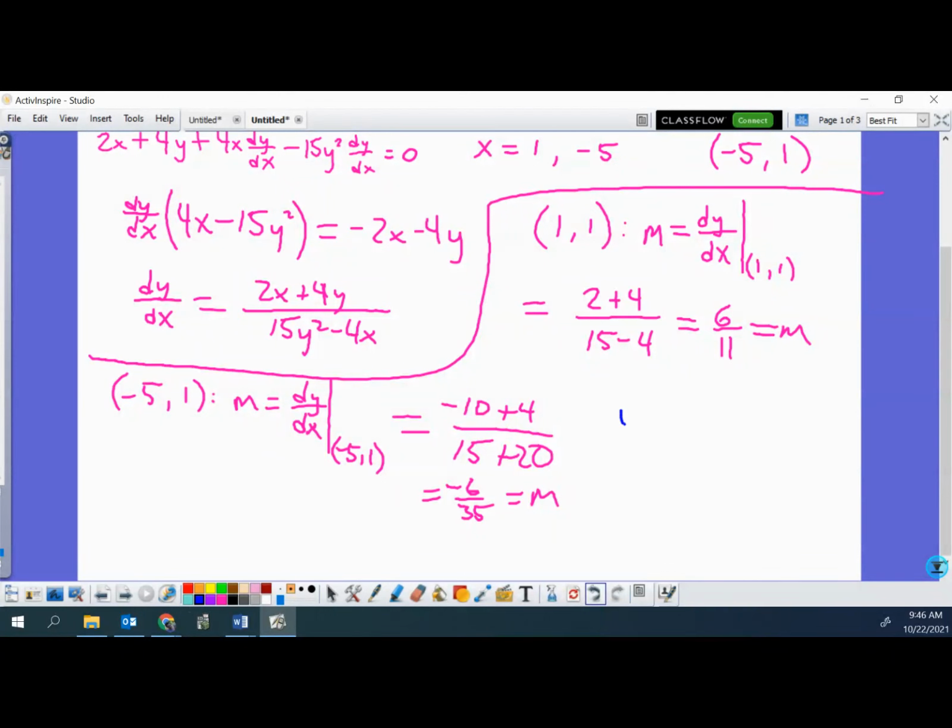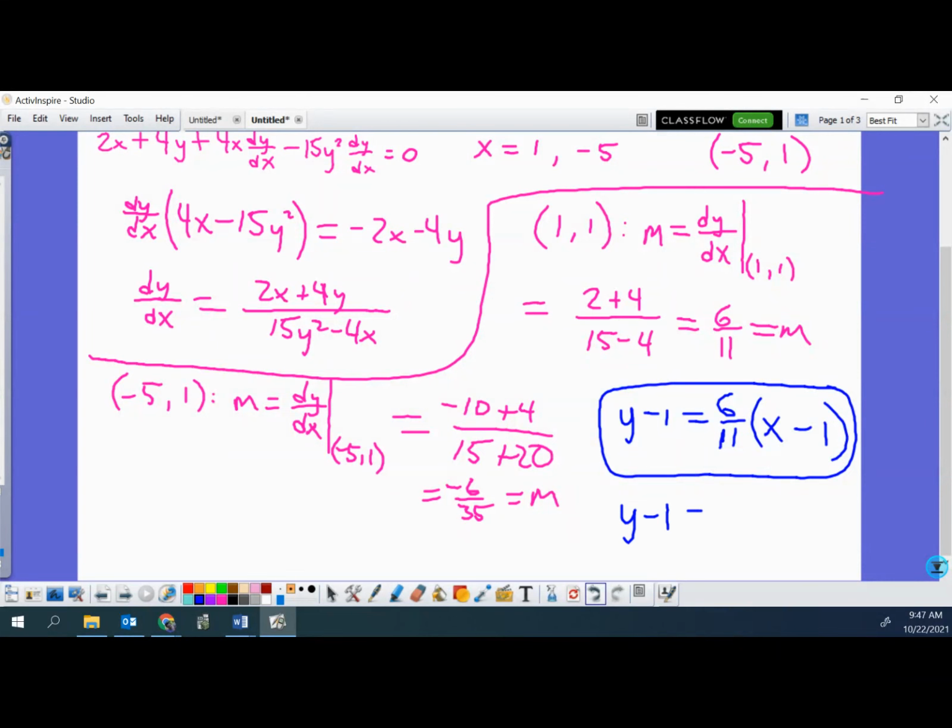So over here, this one's going to be y minus y1, which is 1, equals m times x minus x1, which is also 1. Done. If you want to put it in a different form, you can. You do not have to. And then on the other one, we've got the point (-5, 1), and the slope -6/35. So we're going to do y minus 1 equals -6/35 times x minus -5, so x plus 5. And that's it. Looking good?